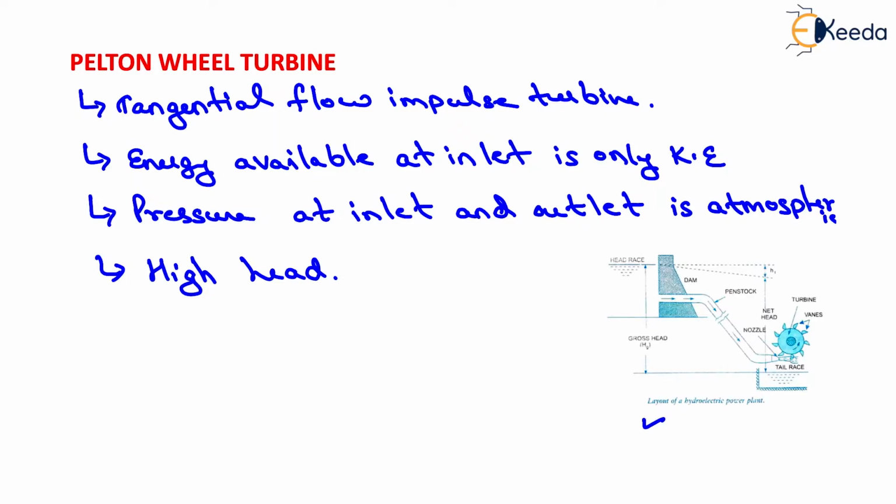Now in this figure, the hydroelectric power plant is shown, in which the turbine used here is the Pelton wheel turbine. The water from the reservoir flows through the penstock, at the outlet of which a nozzle is fitted, which is shown here. The nozzle increases the kinetic energy of the water flowing through the penstock. It means that if we connect a nozzle at the outlet of a penstock, it increases the kinetic energy of the water flowing through that penstock. At the outlet of the nozzle, the water comes out in the form of a jet and strikes the buckets, that is, the vanes of the runner.